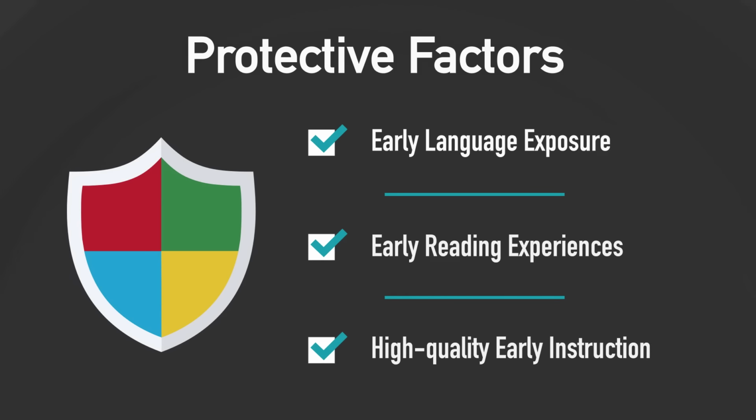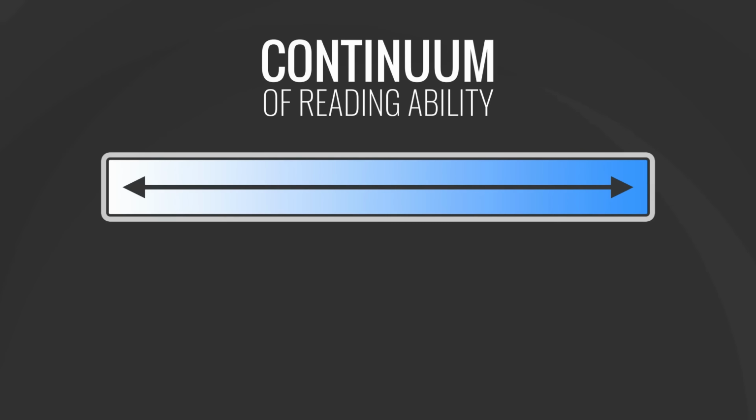In addition to risk factors, each child can also have protective factors. These factors can be internal, such as strengths in cognitive skills, or external, such as early language exposure, early reading experiences, and high-quality early instruction. As you can see, reading is a complex behavior that is influenced over time by a variety of factors. Therefore, at any point in time, students may fall into different places on a reading continuum.